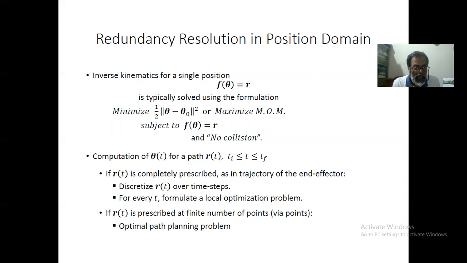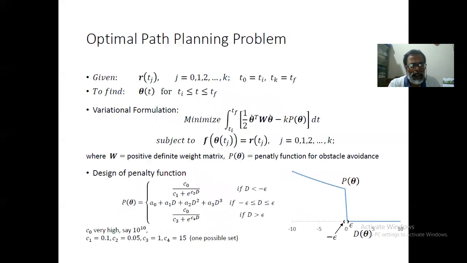If it is prescribed like that, then you have an optimal path planning problem. Okay? That is, you need to prescribe theta of t without knowing r of t. Basically, in prescribing theta of t, you end up defining an r of t, which will do your task satisfactorily and perhaps optimizing something. Okay. So that is actually some sort of a research problem.